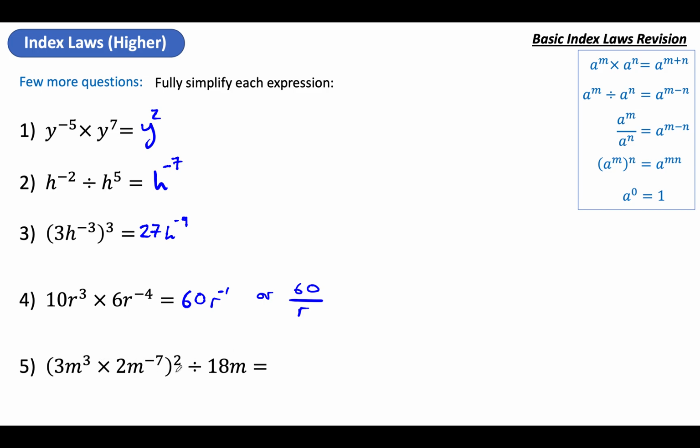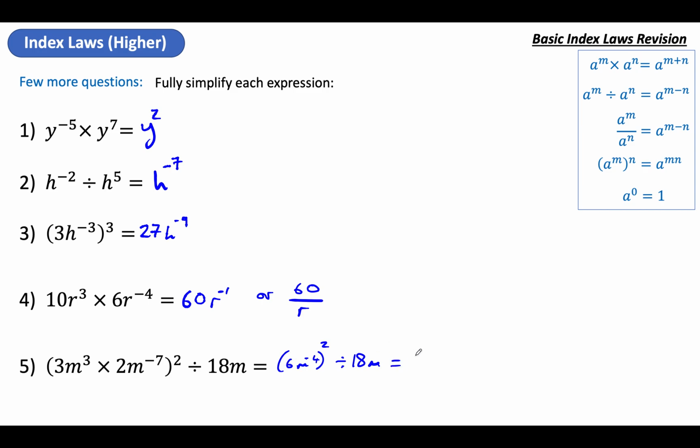Okay, in here I would expand the bracket first. So let's do, or actually simplify the stuff inside the bracket, then square it, then we'll do the divide, okay? So 2 times 3 is 6, m cubed and m to the power of minus 7. We'll add those together to get minus 4. And we're going to square that. And then we're going to divide that by 18m.